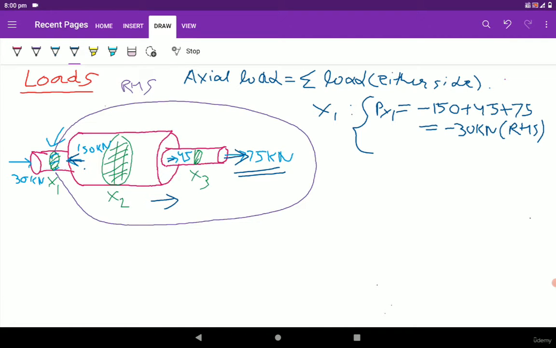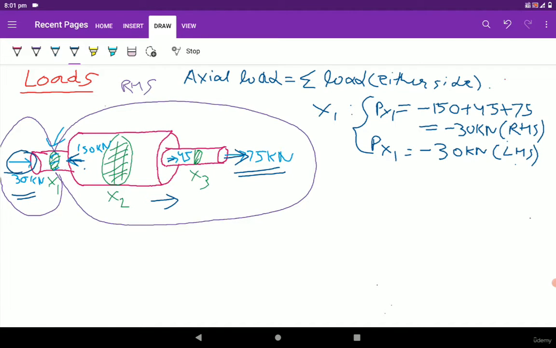Now if you want to calculate from the left hand side cross section of the x1, we can see that for the left hand side cross section, only one force is acting, that is 30 kilonewton, which is compressive in nature, so we will write minus 30 kilonewton directly from the left hand side cross section. So we can see that right hand side and left hand side are totally balanced, so we can take either side.